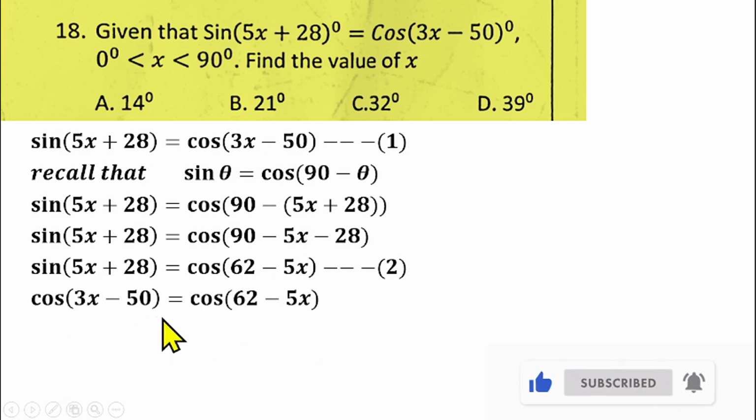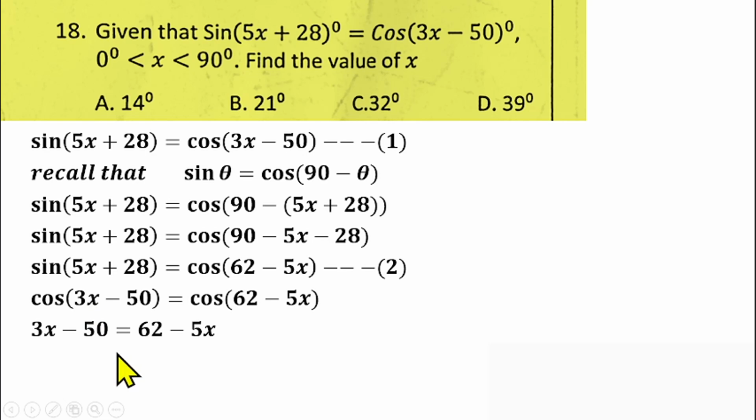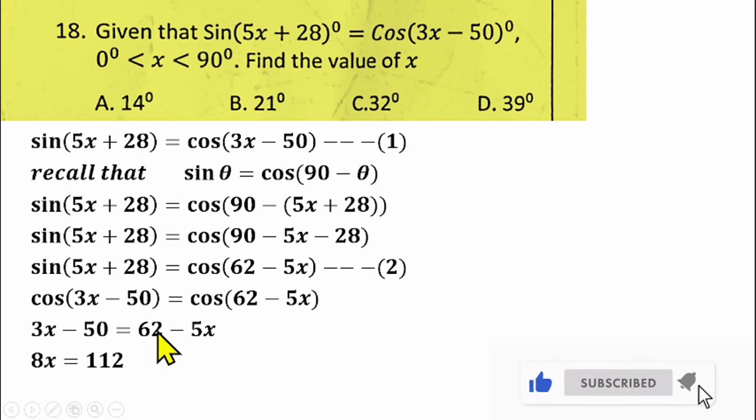So from there, cos will take care of cos. Then from there, you'll be having 3x minus 50 equals 62 minus 5x. Collect like terms. You'll be having 3x plus 5x, that gives us 8x equals 62 plus 50, that gives us 112. Divide both sides by 8. x will be 14, which is option A.